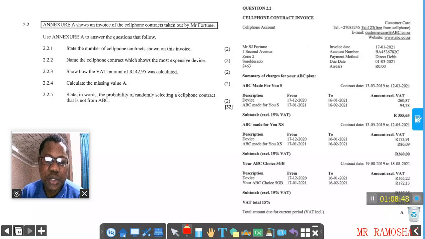Now let's go to the questions. 2.1. They say state the number of cell phone contracts shown on this invoice. So we're going to check under the summary here. Under this summary we can see we have ABC made for you, we have ABC made for you XS, we have ABC choice 5 gig. So how many contracts are there? They are 3.